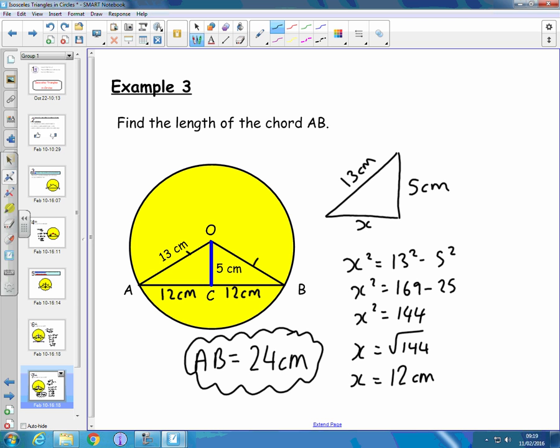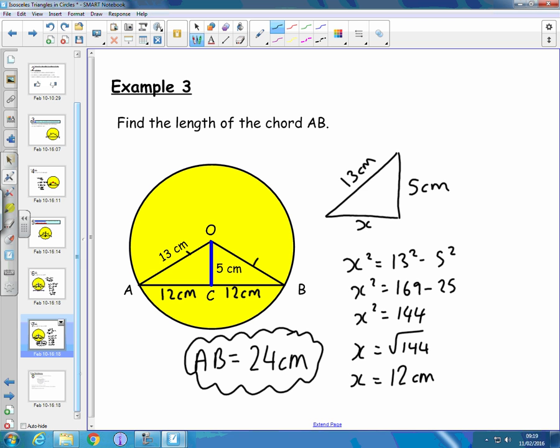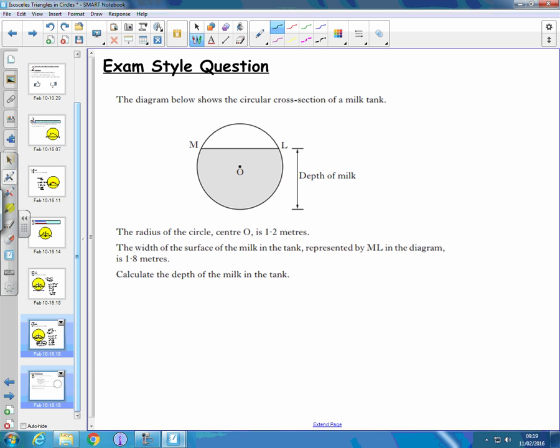So the last thing we're going to have a look at today is an exam style question. So we're going to apply this into an exam style question. The diagram below shows a circular cross section of a milk tank. The radius of the circle, centre O, is 1.2 metres. Now the width of the surface of the milk tank is represented by ML, and it's 1.8. So this bit here is 1.8 metres. So let's just draw that in. And we're asked to calculate the depth of milk in the tank. So the depth is highlighted on there.